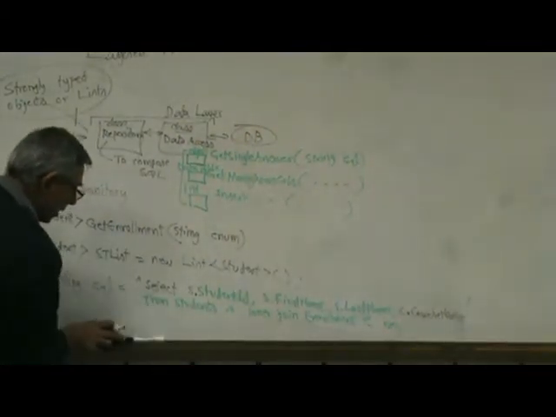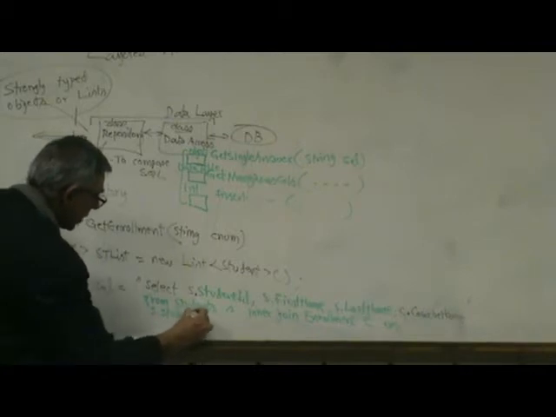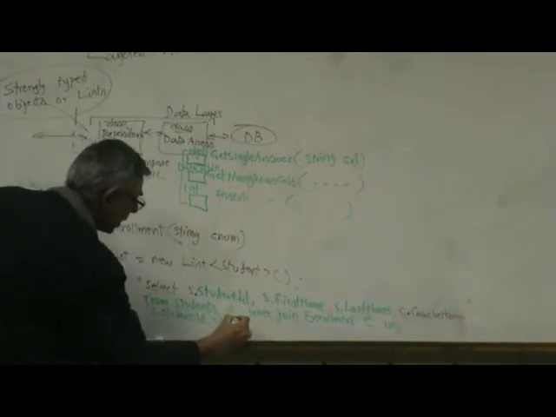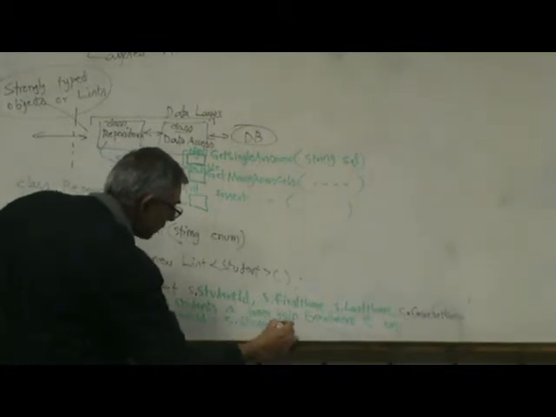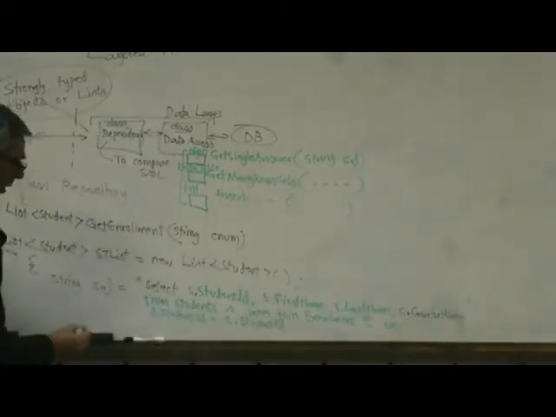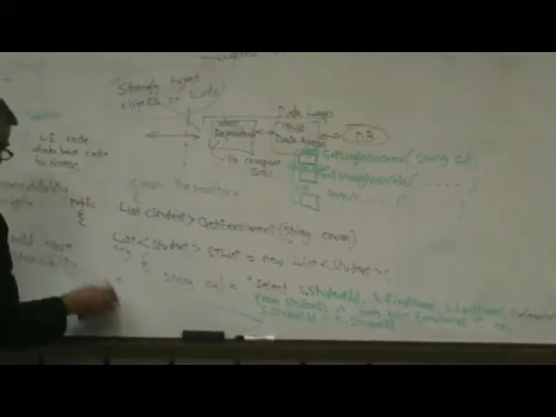So enrollment E on, and it will be S dot student ID equal to E dot student ID. Okay, now we can further do, let me go over here.